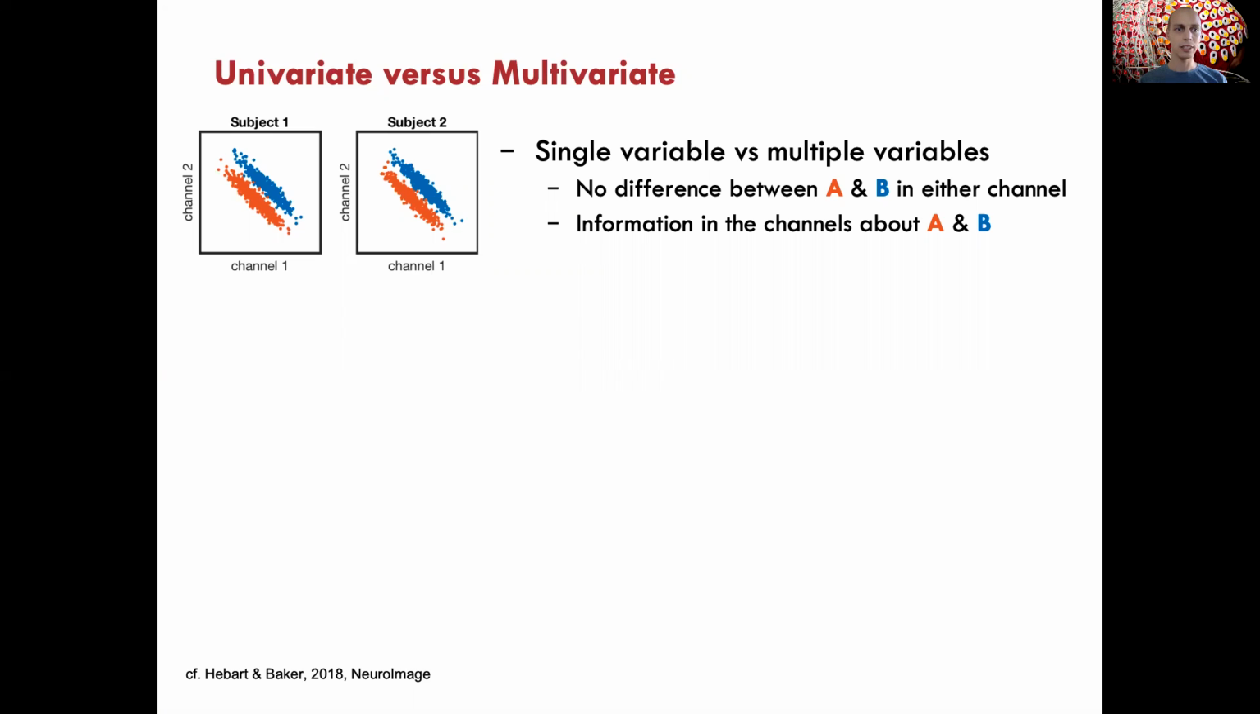Now, in a univariate scenario, you would look at the difference between the mean of red and the mean of blue on each channel separately. And you may conclude that there's no difference because these distributions overlap quite a bit. In a multivariate approach, you would look at how well they are separated by taking into account the information at all channels combined. So here we can see that these two distributions can actually very nicely be separated if you integrate the information across the two channels.